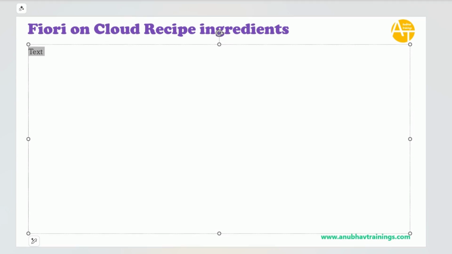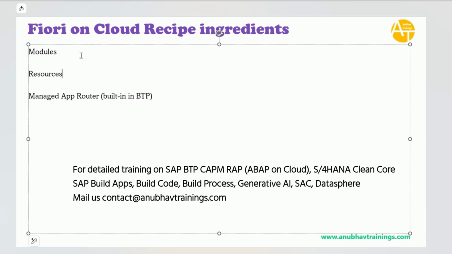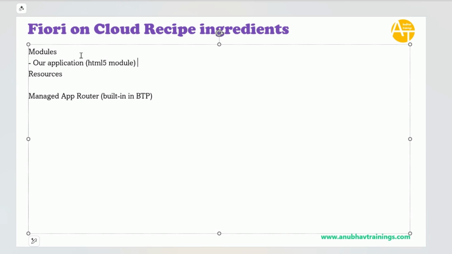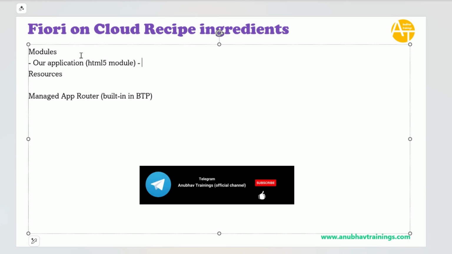Absolutely. So first of all, you need modules. Then you need resources. And then you have the managed app router, which is built in BTP. So what are the modules? The first module is the application itself. It's called the HTML5 module. So our application is of type HTML5 module. It is our actual Fiori app.